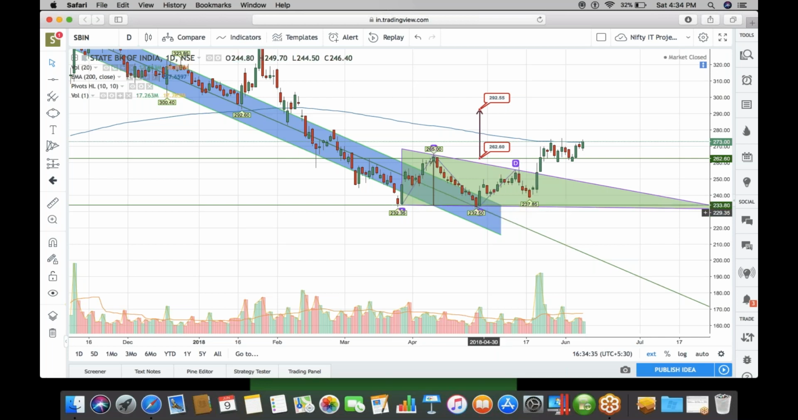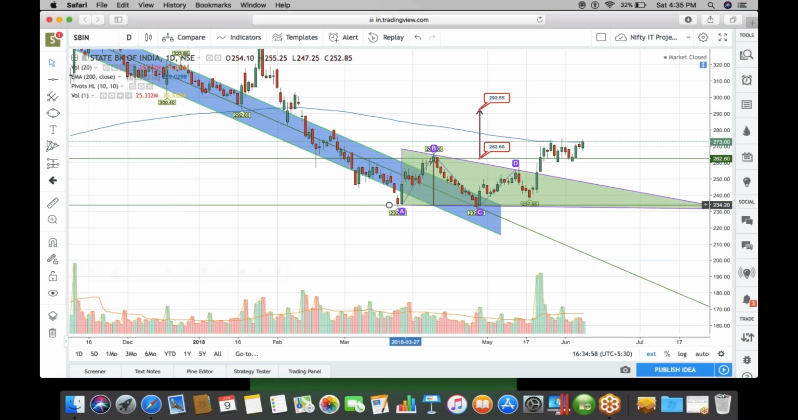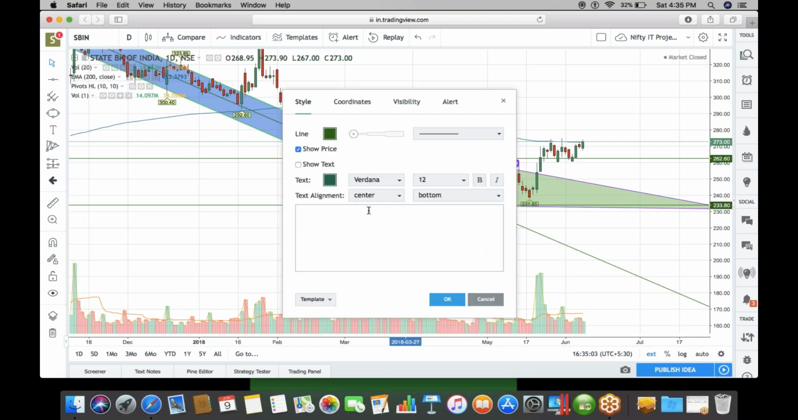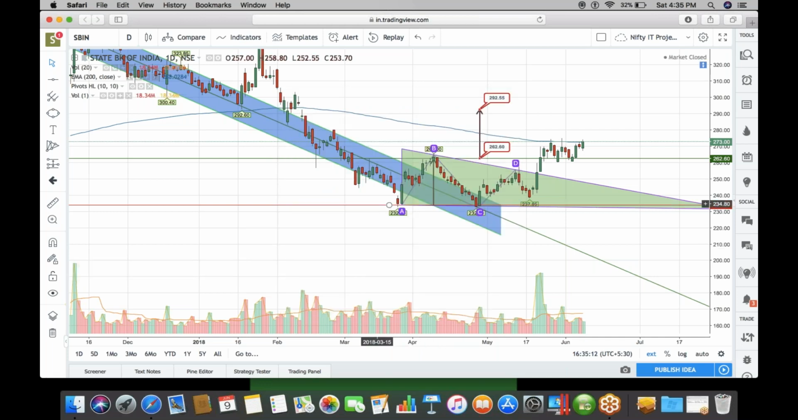So how did I prepare this trade setup? I simply visually analyzed that this price has bounced back from the 232 level. So this is a good support. What did I do? I simply drew a support line here. See this? I drew a support line here at the 232 level.